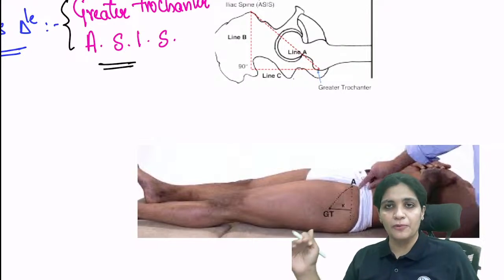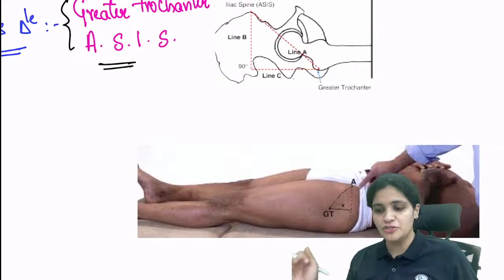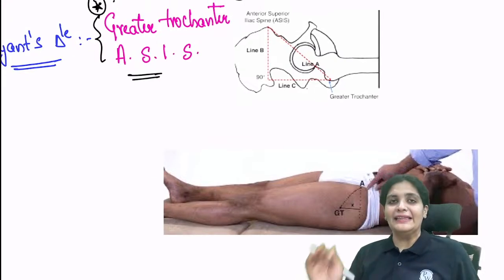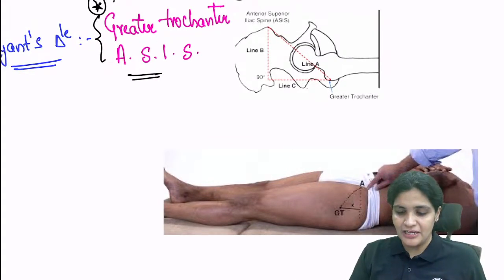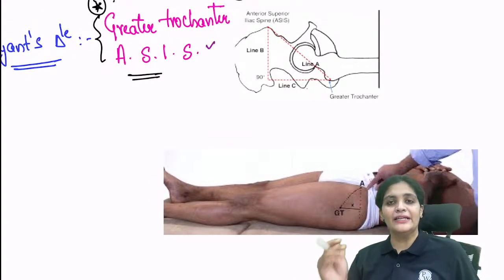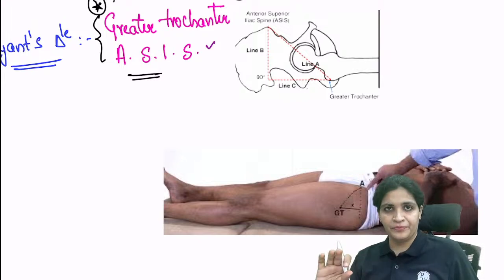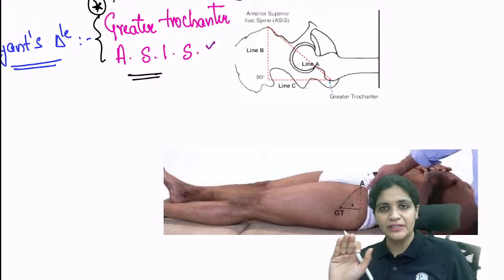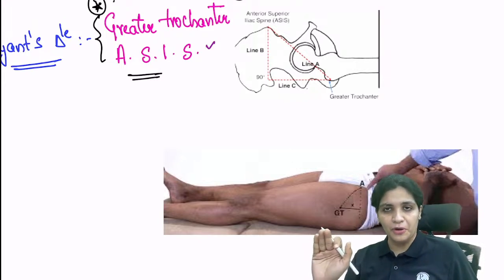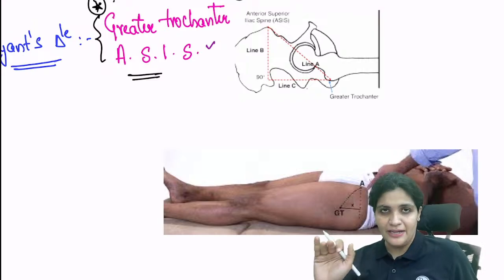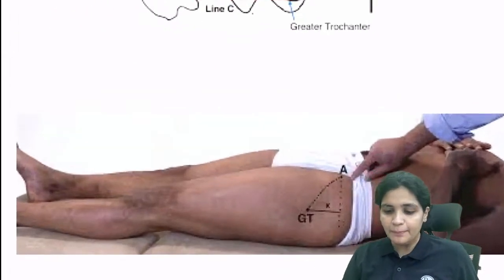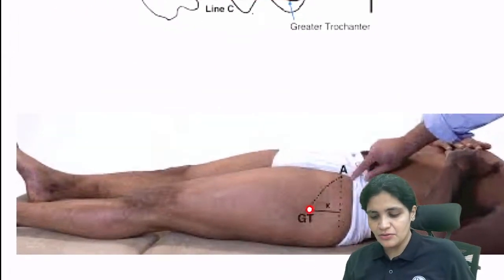So the first bony prominence which you feel is your anterior superior iliac spine. Then on the lateral side of the thigh, you palpate on the lateral aspect of the thigh, and you will feel one more bony prominence, that is your greater trochanter. So you will mark the tip of the greater trochanter.